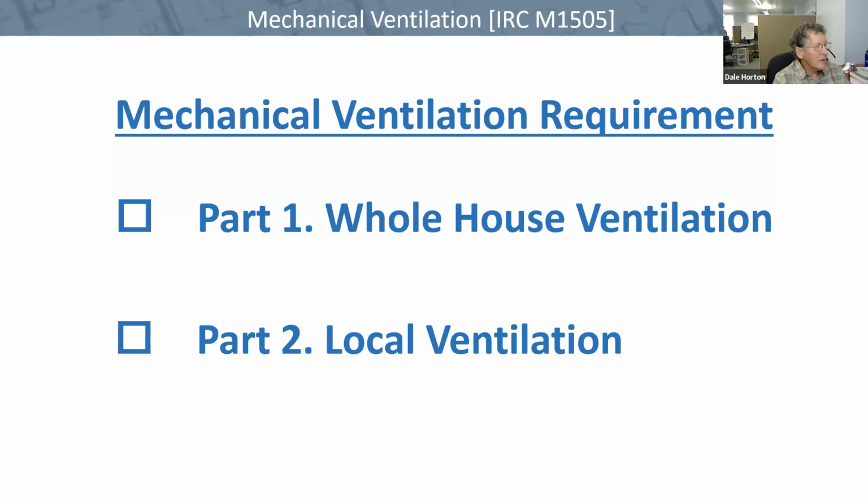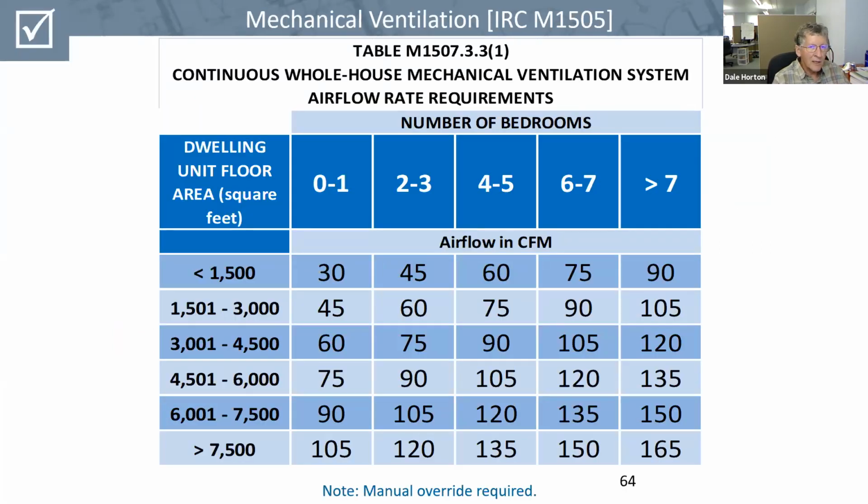The whole house mechanical ventilation requirement that was added in the 2012 IECC and maintained in the 2018 has 2 parts, and it's easy to get it confused. But part 1 is whole house ventilation, and part 2 is local ventilation. You have to adhere to both of the requirements in order to be code compliant.